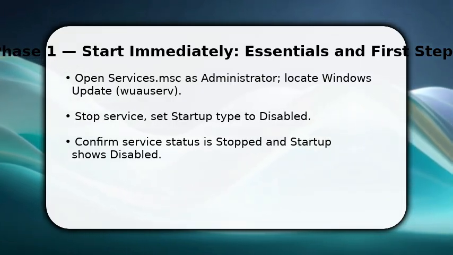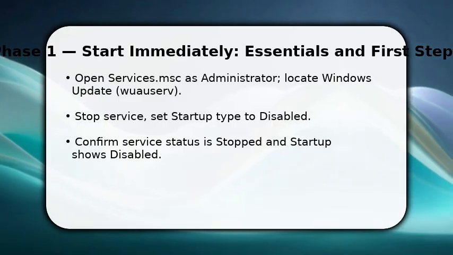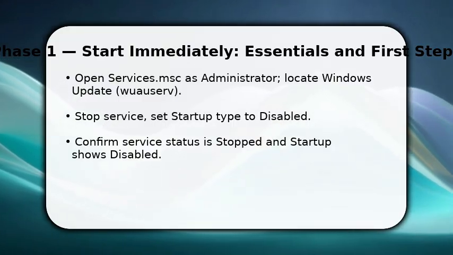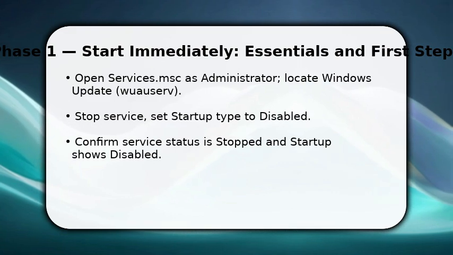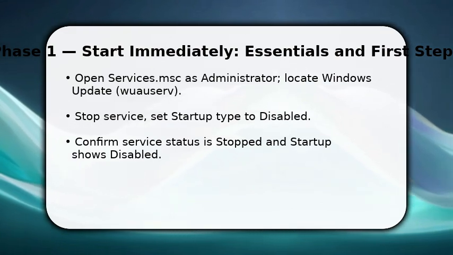You do this first because Services controls the core update engine. Disabling it removes most automatic downloads and installations immediately and prepares the system for the next persistent blocks.